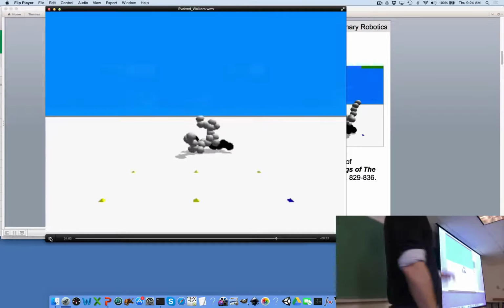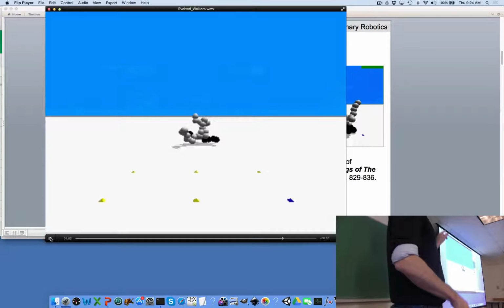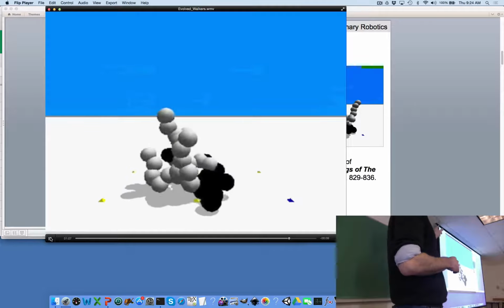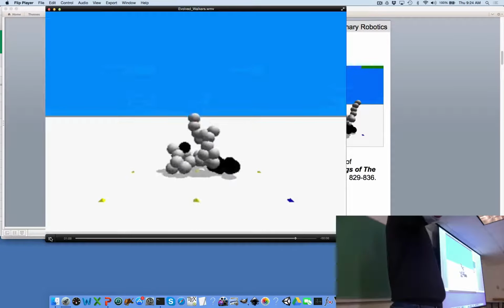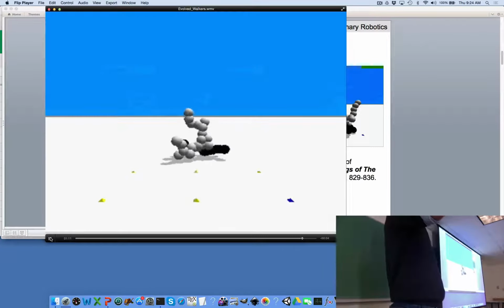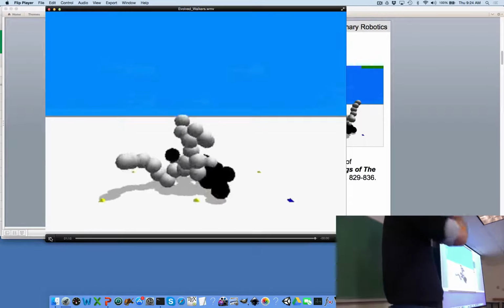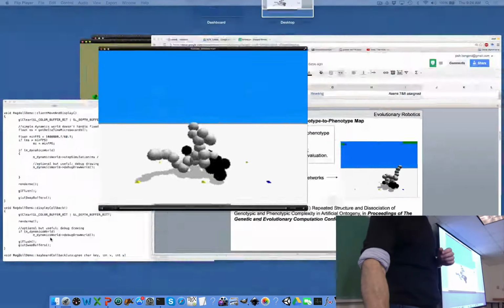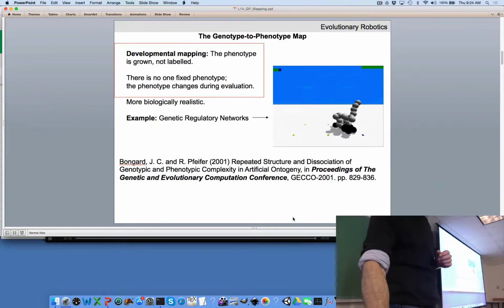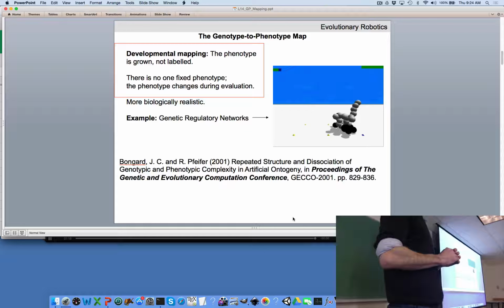Okay. The white and black coloration here is showing me something about the local neural structure inside these cells, and I'll show you another video of that in a moment. So here we're watching the bodies of the robots grow as dictated by the genotype. The neural networks are also growing inside these robots. Okay, any questions before I go on?